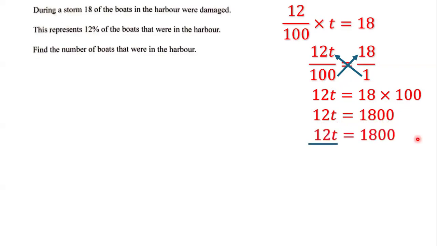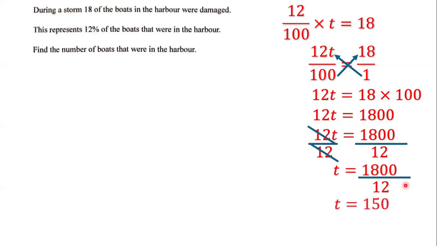Next, we divide both sides of this equation by 12. This cancels over this, so we are left with t is equal to 1,800 divided by 12. And 1,800 divided by 12 is definitely equal to 150. So that means that the total number of boats that were in the harbor is 150 boats. And that's the answer for this particular question.